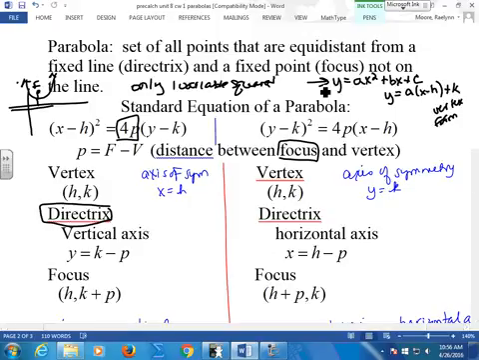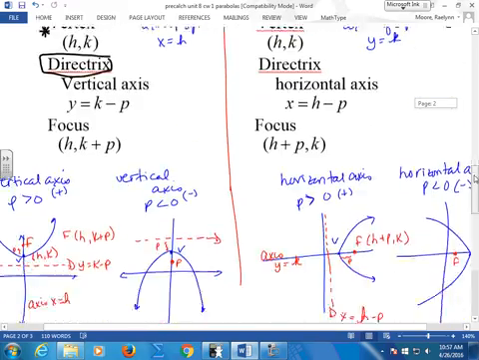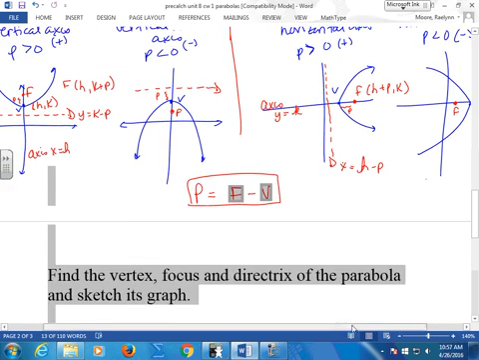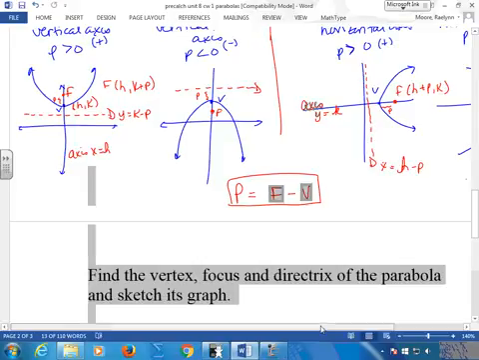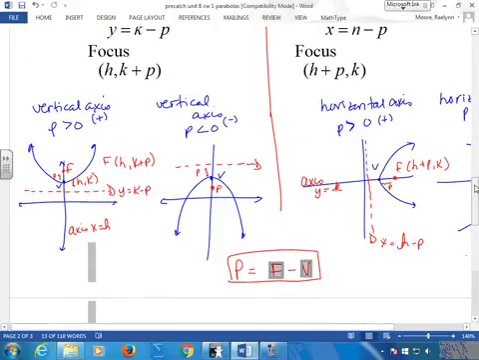We can pull out the vertex. This is your H, K. We can find the P, and from there we can sketch a focus point, and we can sketch a directrix, a line. So as scary as it looks, keep this thing around you. I gave you kind of like a little look of what they both look like. I couldn't fit this all on one page though when I was trying to pull it up here. So I gave you a couple of examples here. I thought it'd be easier if you looked at it.